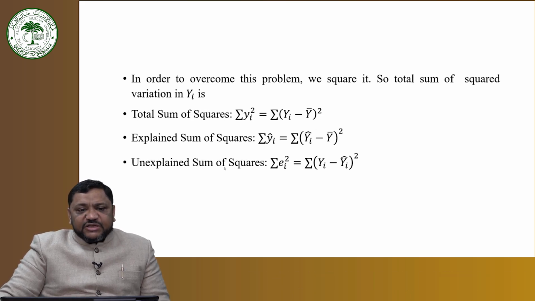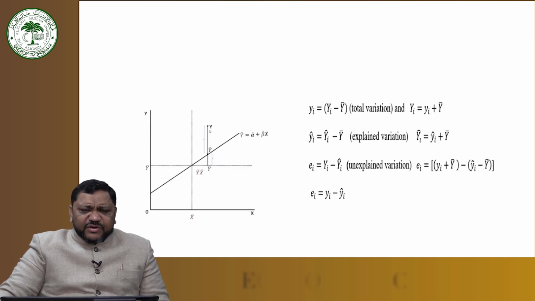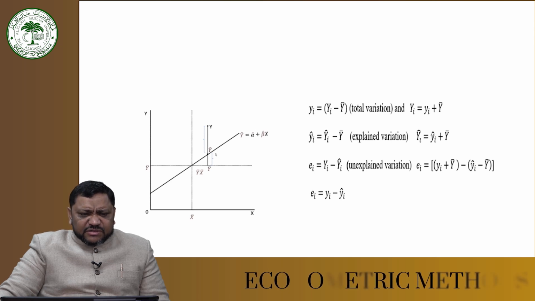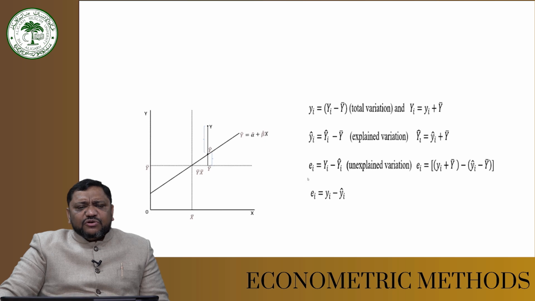And then we have the unexplained sum of squares, equal to summation e square. In actual it is y minus y hat that is unexplained, but when taking the unexplained sum of squares, we do the sum and we square it. So summation of y minus y hat whole square. The same thing we can see from here. The total variation is summation yi, this portion is the explained variation, and this is the unexplained variation. So the error term is yi minus y hat.